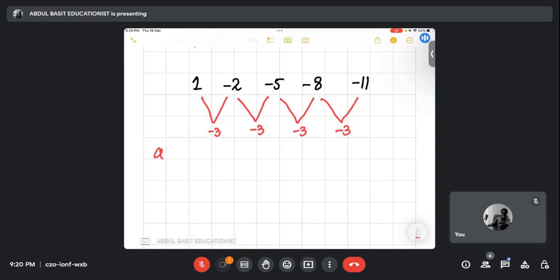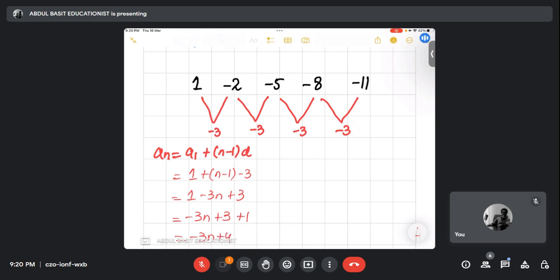Let's go with the formula. So an is equals to a1 plus n minus 1 into d. That's the formula for the arithmetic sequence. So now what do we have to do? A1 is the first term of the sequence, which is 1, plus n minus 1 into d. Now the value of d is minus 3. Now multiply करने simple algebra है, minus 3n plus 3, plus 1, arrange किया है खाली. So minus 3n plus 4 is that formula. Yes or no?